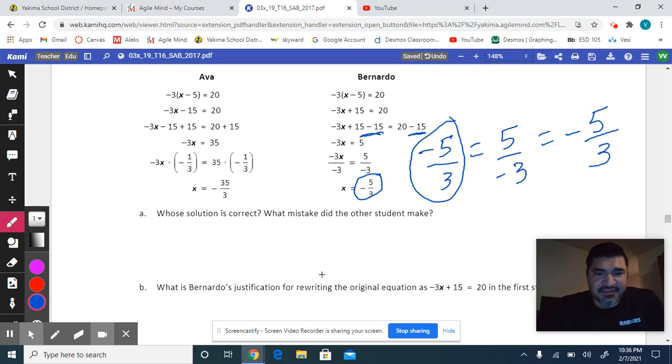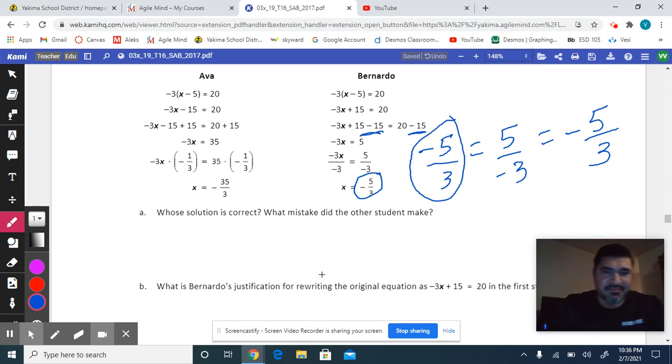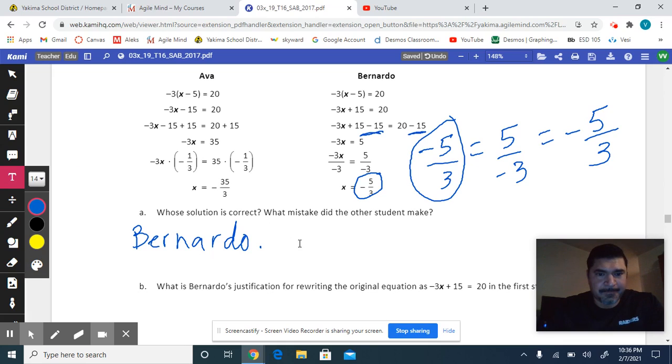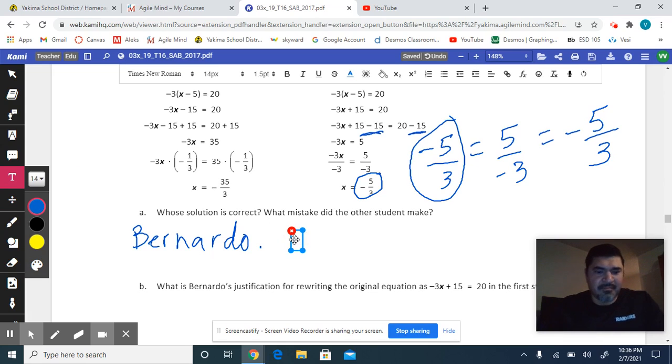All right, so whose solution is correct? We know that it's Bernardo here. What mistake did the other student make? Well, we know it's right here. They did not distribute properly. So I'm going to go ahead and write that in. Ava did not distribute properly.